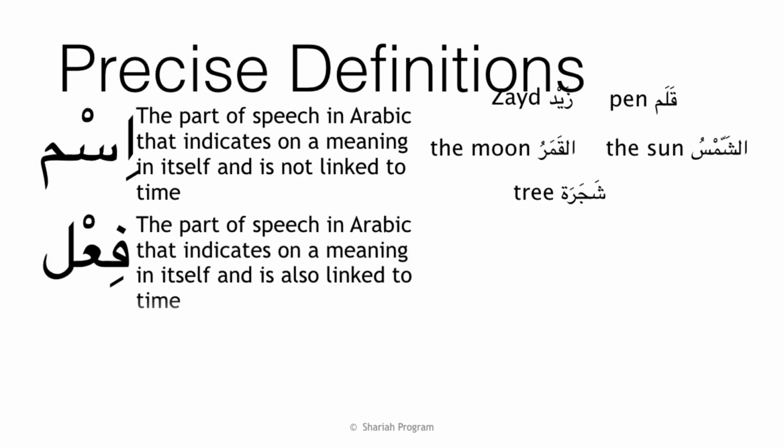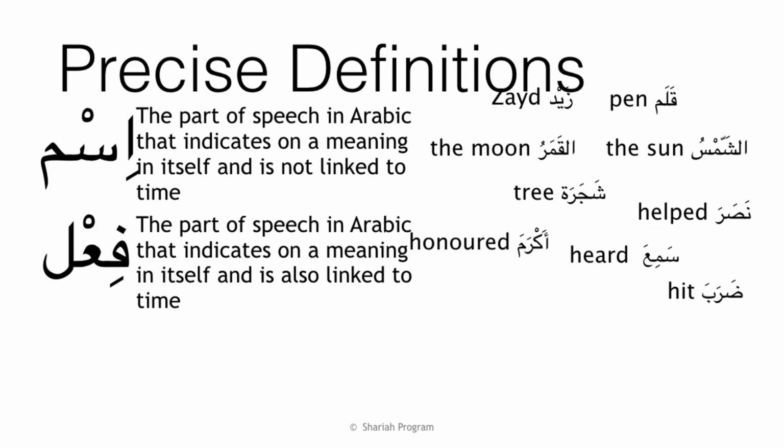And fi'l is the part of speech in Arabic that indicates a meaning in itself and is also linked to time. And the examples are daraba, nasara, sami'a, akrama. Daraba means hit, nasara means helped, so helping in the past, sami'a means heard, hearing in the past, akrama means honored. Right? And istansara is another example which means sought help.